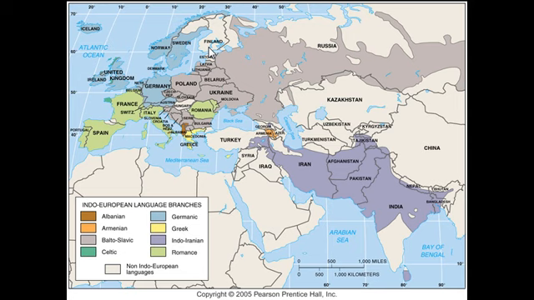So to spin it just a little bit differently, English, which is spoken over here on the island of Britain, is actually more closely related to Hindi, which is spoken way over here, than it is to either Finnish or Hungarian. And the reason why that is the case is that both English and Hindi are Indo-European, but Hungarian and Finnish are not.